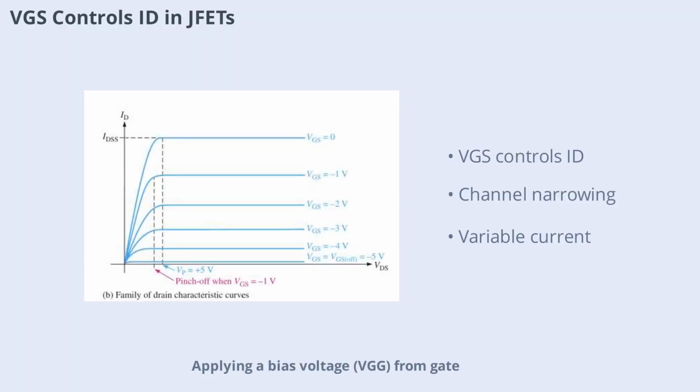Applying a bias voltage, VGG, from gate to source allows control over drain current ID. As VGS becomes more negative, ID decreases due to channel narrowing. Each increase in VGS causes pinch-off at lower VDS values. The amount of drain current is directly controlled by VGS, making JFETs ideal for variable current applications.